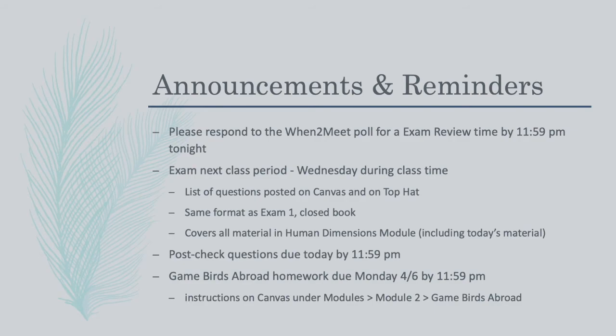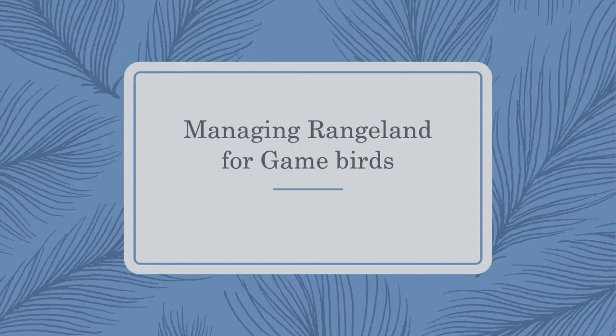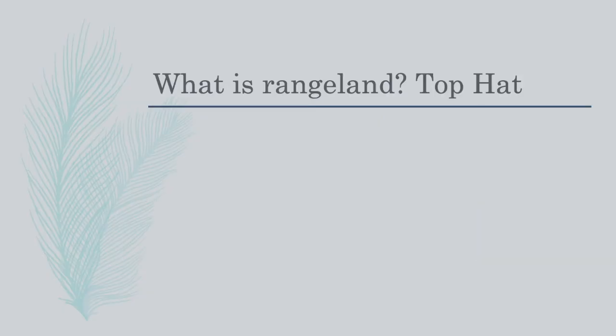Let's get into the material. Last time we covered some forest management for game birds and thought a little bit about how we manage forest for wildlife. Now we're going to jump over to rangeland. There's a question on Top Hat that I'd like you to go on and answer, which is the first question embedded in your slides in the folder for today's material. And that is, what is rangeland? We need a definition, right? So go ahead and answer that question if you haven't already before you continue.